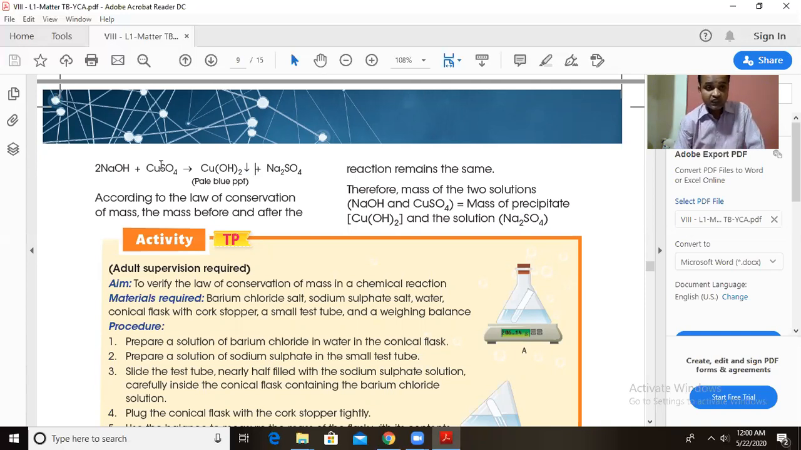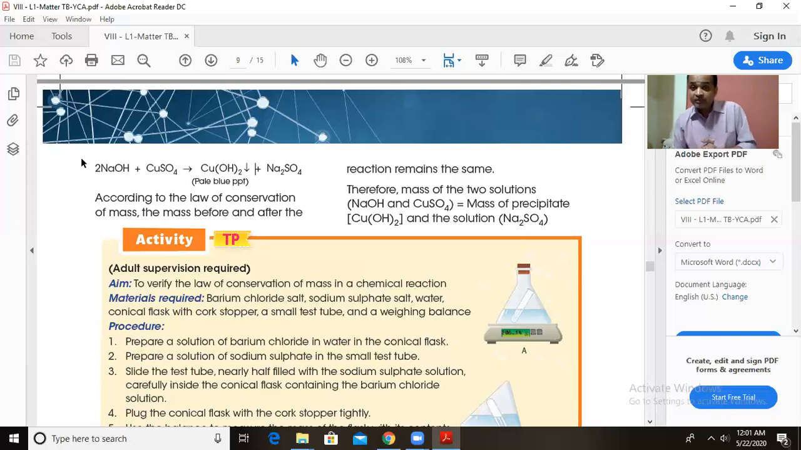So in this reaction, NaOH plus CuSO4 gives Cu(OH)2 plus Na2SO4. Over here, the mass of the reactants NaOH plus CuSO4 is always equal to the mass of the products formed. That means the mass of the reactants taken is always equal to the mass of the products formed, whether it is a physical change or a chemical change, in all reactions.